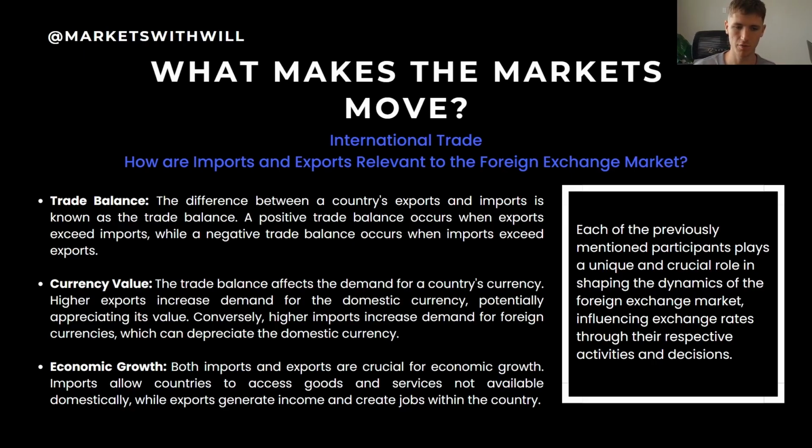Now, economic growth. Both imports and exports are crucial for economic growth. Imports allow countries to access goods and services not available domestically. Like I was talking about before, China buying beef from us. Don't know why they buy beef from us, but they do. While exports generate income and create jobs within the country. That's also a large one. That has a really big impact on unemployment and employment claims, and overall, jobless claims as well.